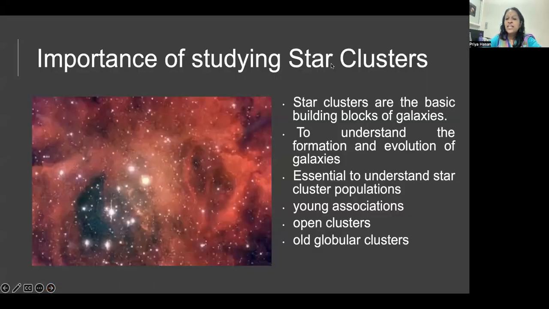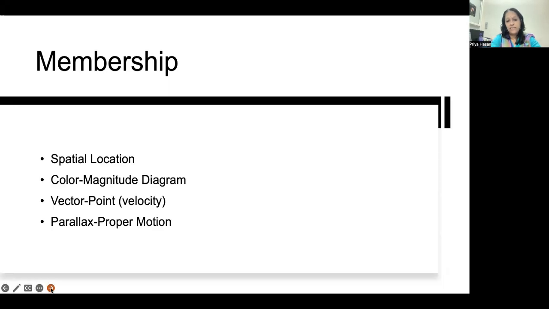Now, the importance of studying star clusters is very well known because star clusters are the basic building blocks of galaxies, and they're required to understand the formation and evolution of galaxies, and it's important to study stellar cluster populations, etc. But one of the biggest problems in star cluster studies is the problem of membership. Now, we know the spatial location of the members, but identifying them was earlier done essentially using the color magnitude diagram, but now it can also be done using the vector point diagram, the parallax proper motion diagrams, etc.